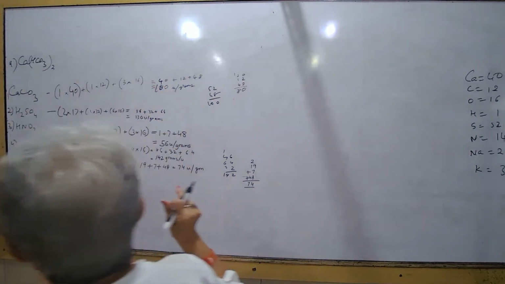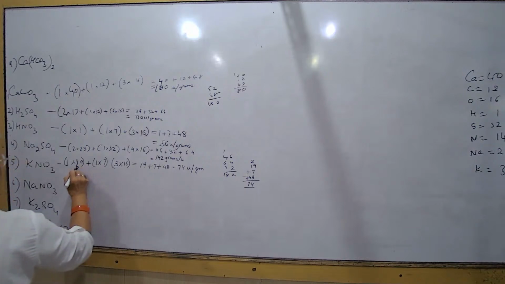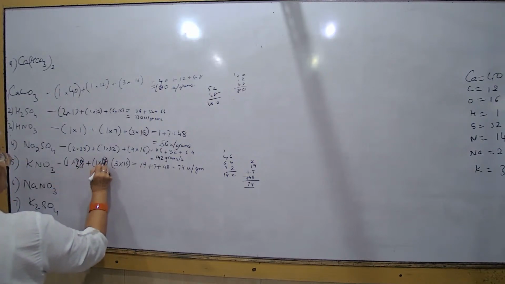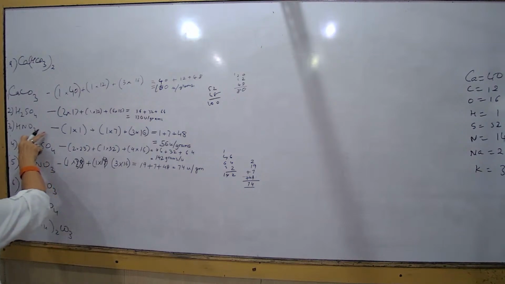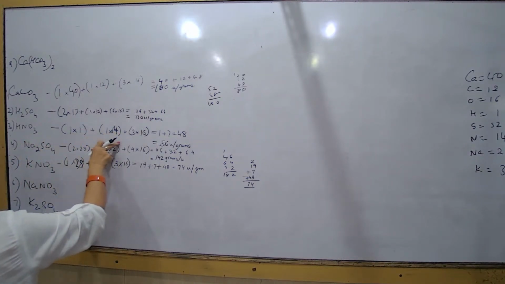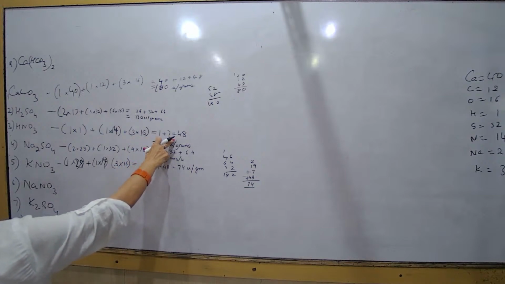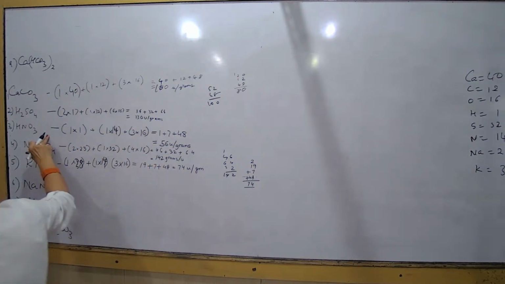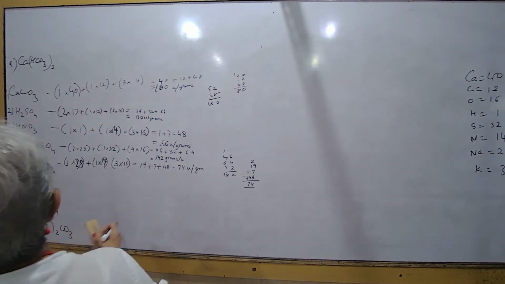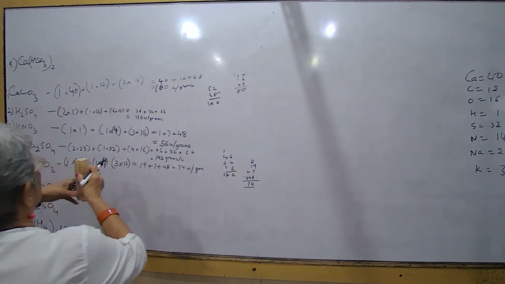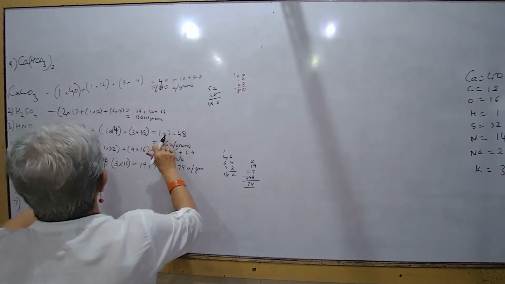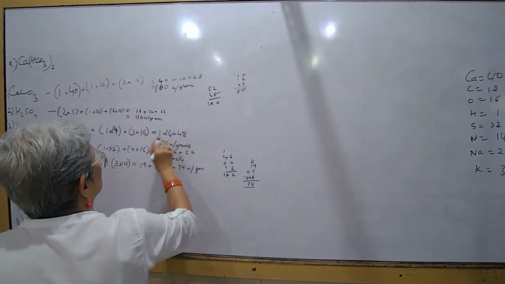This one. So potassium is 38. Okay, and then this is 14. This is okay. Nitrogen is 14. This is 14. So this will change. Who did this nitric acid? You did it. It has to change. 1 into 14 plus 63 is 48. 1 plus 14 plus 14 plus 48.